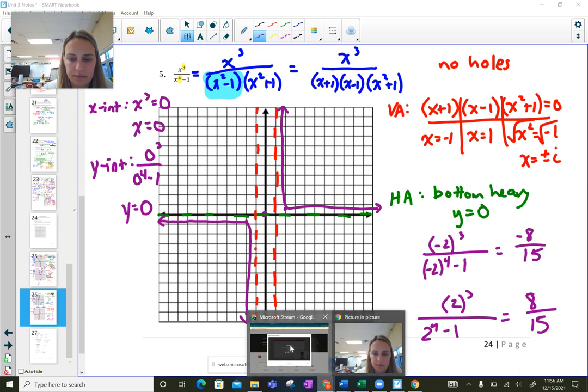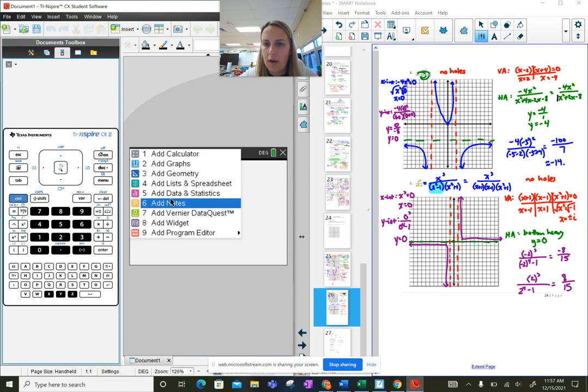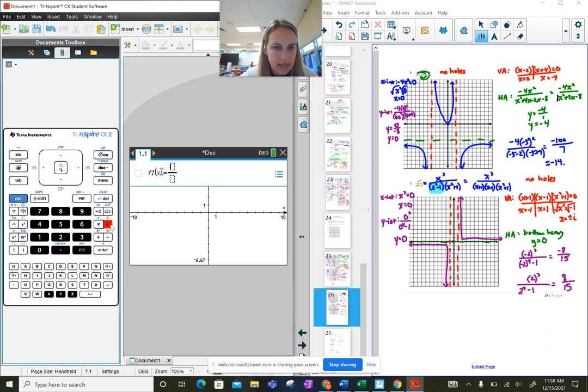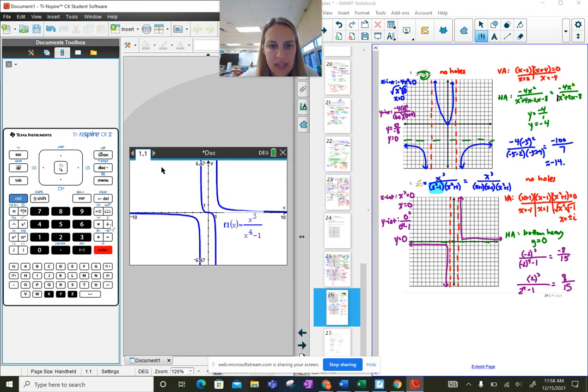Okay, so now if we were to plug in this whole thing into our calculator, let's see what that would look like. Okay, my love. So if I were to plug this into the graph, so cubed over x to the 4th minus 1. So look at this. Okay, this looks exactly how we graphed the other parts, but this actually goes through. Oh, there we go. So this actually makes like a little S.